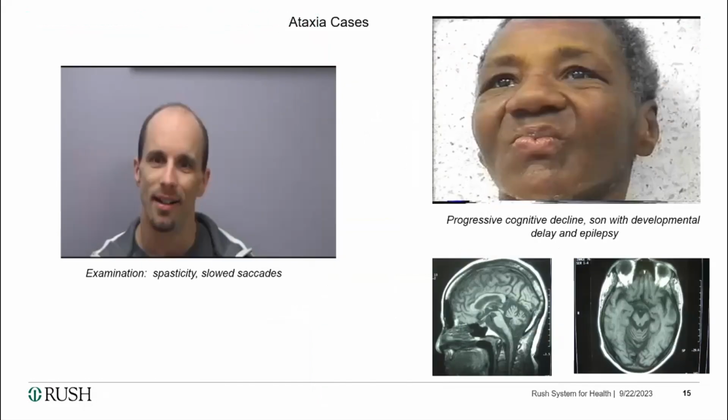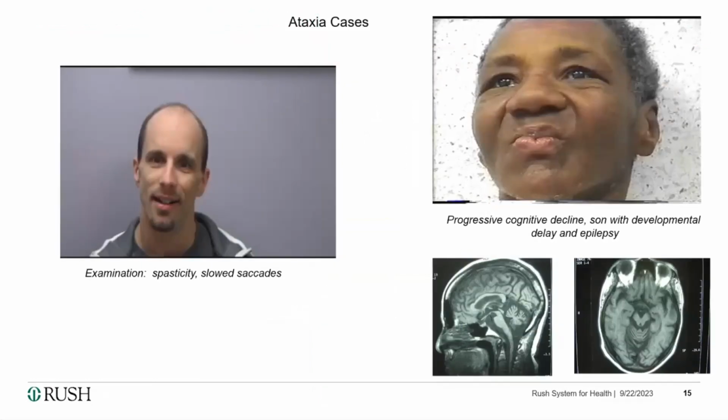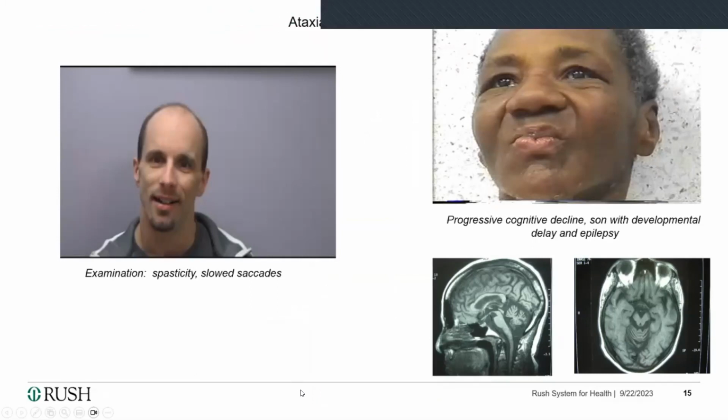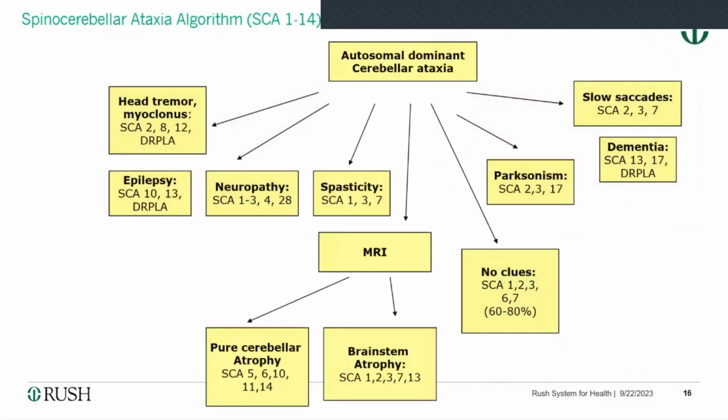So on this first patient, he had slowed saccades and spasticity, if you go back again. And then on the right video, this patient also has progressive cognitive decline. I videotaped her, and also a son with developmental delay and epilepsy. And this becomes very important when trying to narrow down the differential diagnosis. Let's go ahead and advance to the next slide. So once we advance, we're going to advance one more time for the animation.